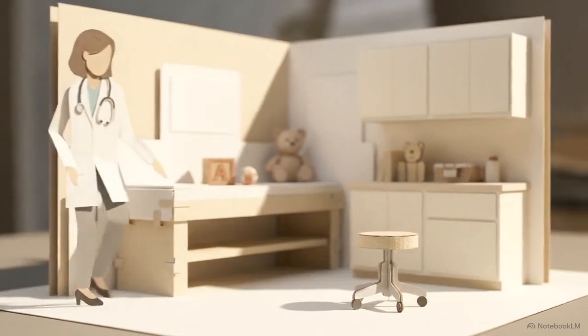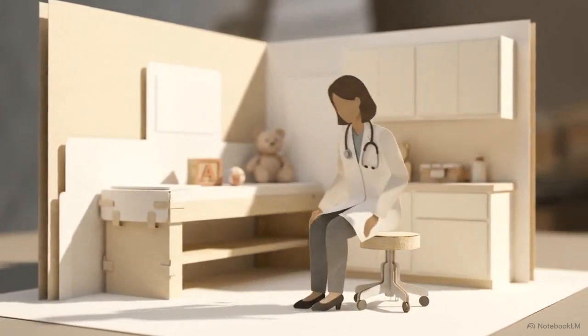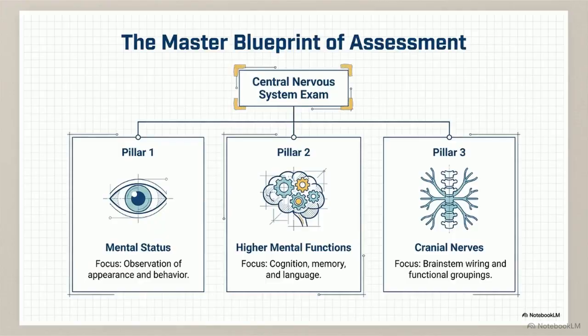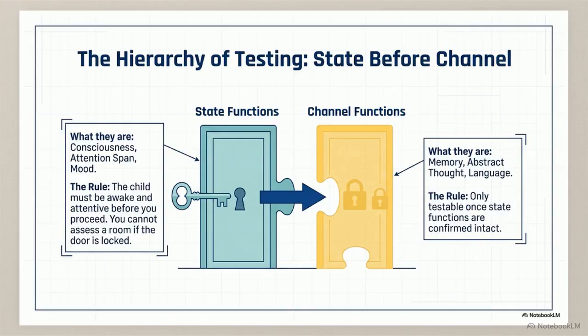Executing a reproducible pediatric higher mental function exam at the bedside requires strict structural precision and a systematic approach to the child's neuroanatomy. This framework maps the central nervous system exam into three distinct pillars. Our objective is the second pillar, higher mental functions. Clinicians often compromise this evaluation by attempting to test complex cortical thought processes before establishing the biological prerequisites. To prevent this, we apply the state before channel rule, distinguishing baseline physiological arousal from localized cognitive processing.